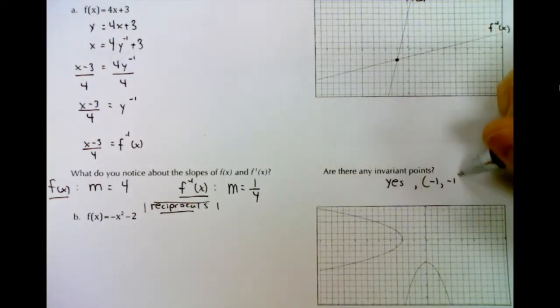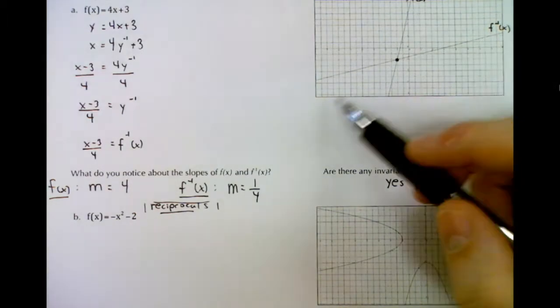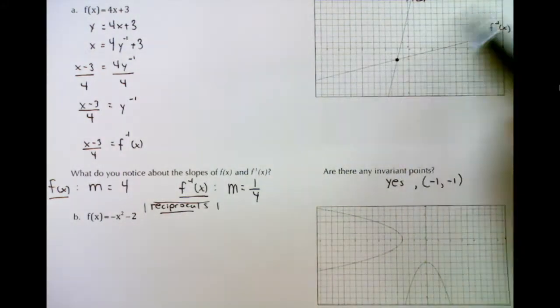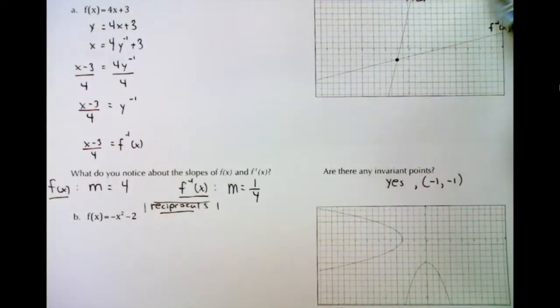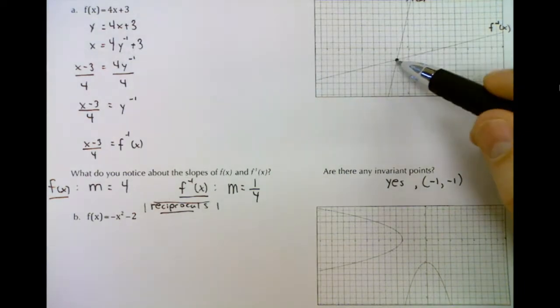And what's significant about that point is it's on the line y equals x. In fact, if you have a function and it crosses the line y equals x, it's going to be an invariant point when you change x and y, because every point on the line y equals x would have the same x and y, right? If x was 1, y would be 1. If x is -1, y would be -1.